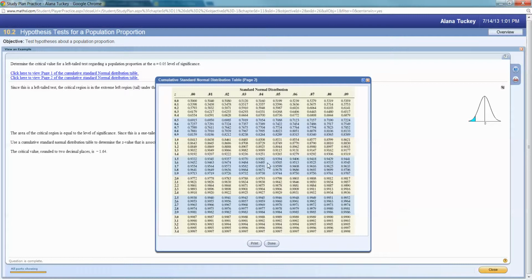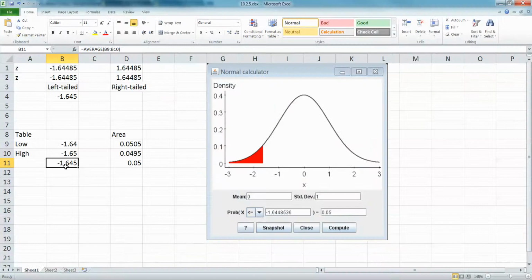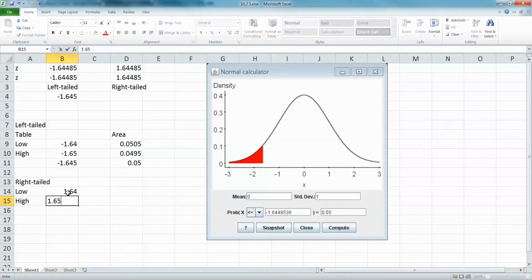That means I'm going to have to average these two numbers out, which is 1.64 and 1.65, right? So the 0.9495, here, let me write that down. So this was left-tailed that I did, which was the example. If you were going to do a right-tailed, just for the fun of it, you had a low number, which was 1.64. You had a high number, which was 1.65. This one gave you 0.9505, I think.